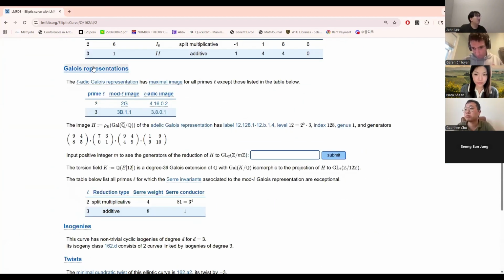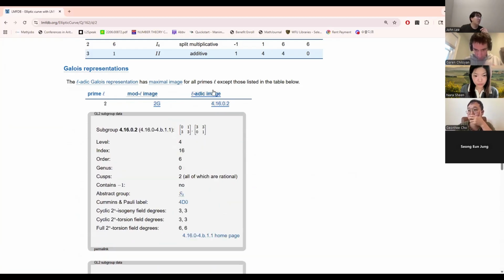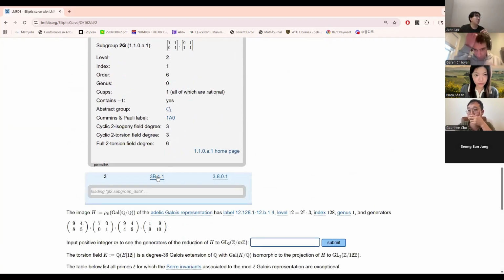And here, in this case, for any prime except for 2 and 3, the p-adic Galois representation should be surjective. 2 and 3 are the only cases where the bad thing happens. For 2, the mod 2 Galois representation has index 1. That means full group. But for the 2-adic Galois representation image, the index is 16. That is not the full image. What about 3?